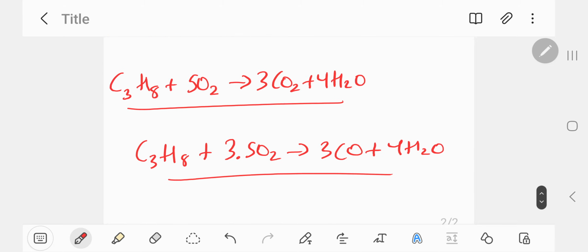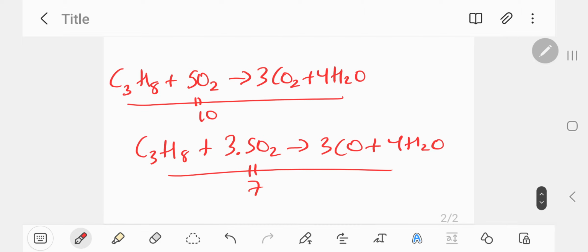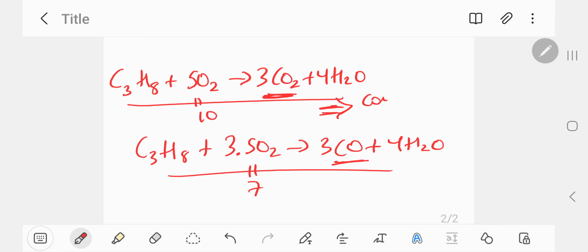Now, comparing the pair, suppose they ask you this in an exam, which of the following corresponds to complete combustion? You would look at each, and you would compare the pair. The 5O2 means there's 10 oxygen atoms. The 3.5 O2 means there's 3.5 times 2 oxygen atoms, which is 7. So clearly the first one has more oxygen, and the first one also produces carbon dioxide, as opposed to the second, which produces carbon monoxide. So the first one corresponds to complete combustion, and the second one, incomplete combustion.